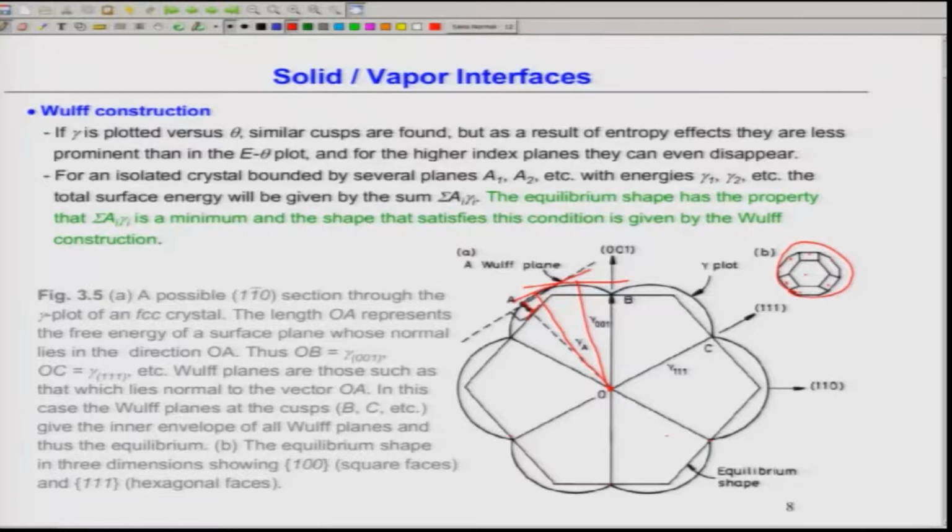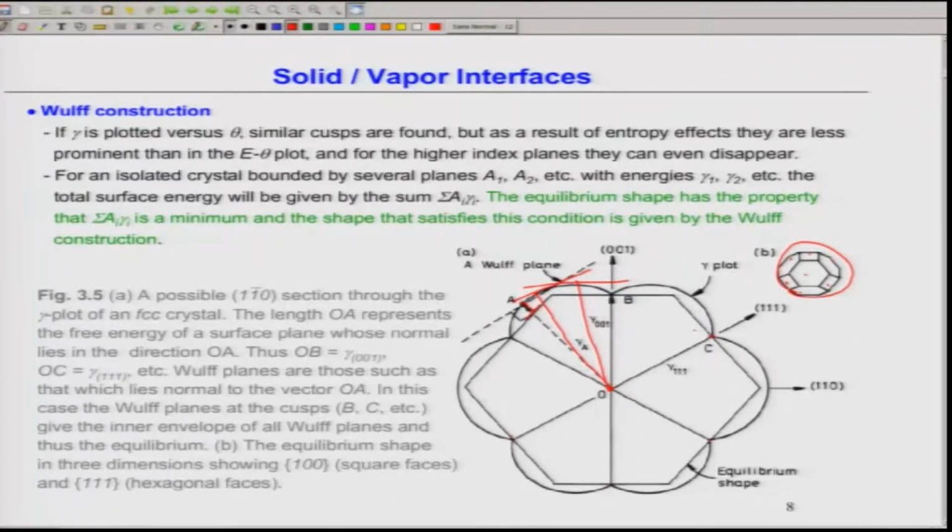But it assumes one thing, that the interfacial energy of these planes is proportional to the length of the normal, the length I have drawn from O to A. This length is proportional to the interfacial energy. That is the inherent assumption. This is written here. So, here OC, C is here, OC is equal to gamma 111. Why? Because this point corresponds to the 111 plane.